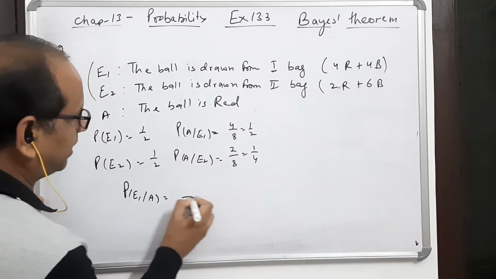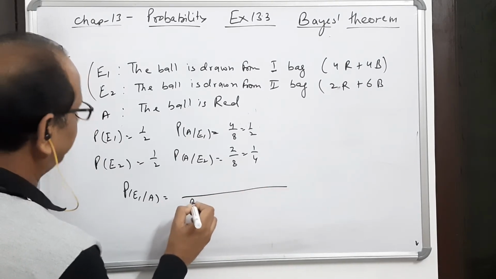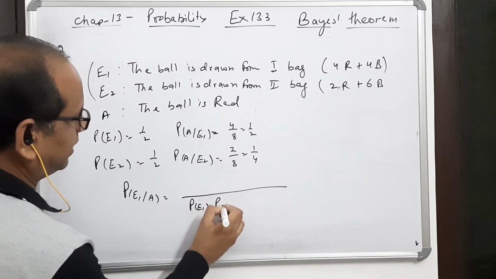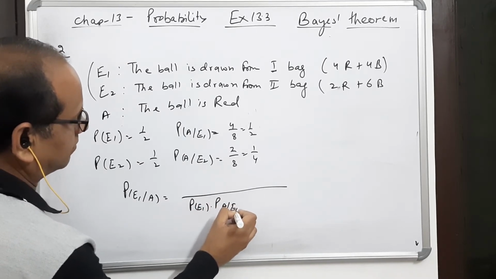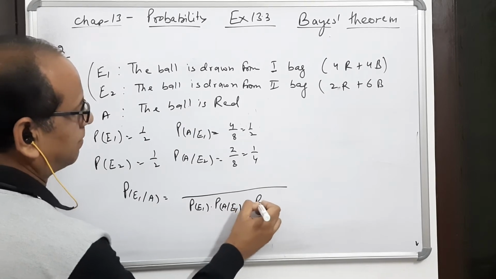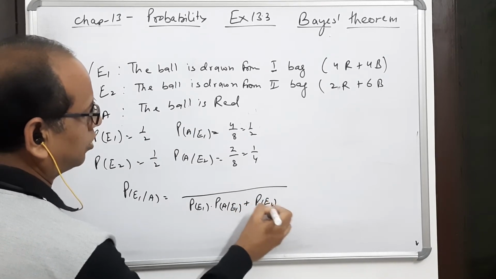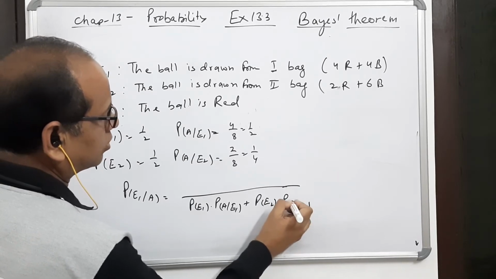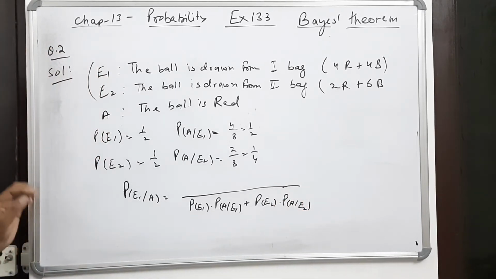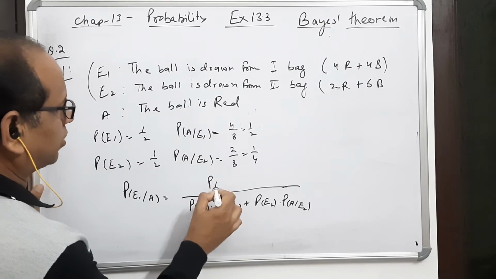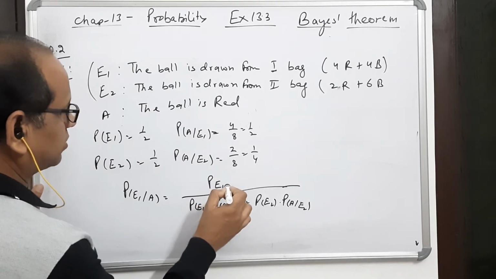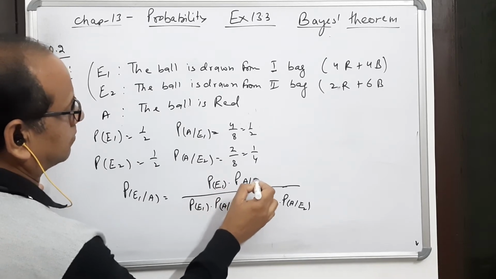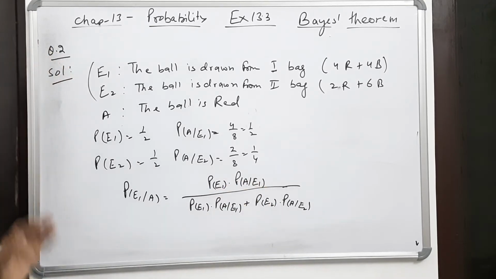So the formula will be, please see, P(E1) · P(A|E1) plus P(E2) · P(A|E2). This is the total probability of red ball, and from this, because we want to know from the first bag, this part we write at the top.